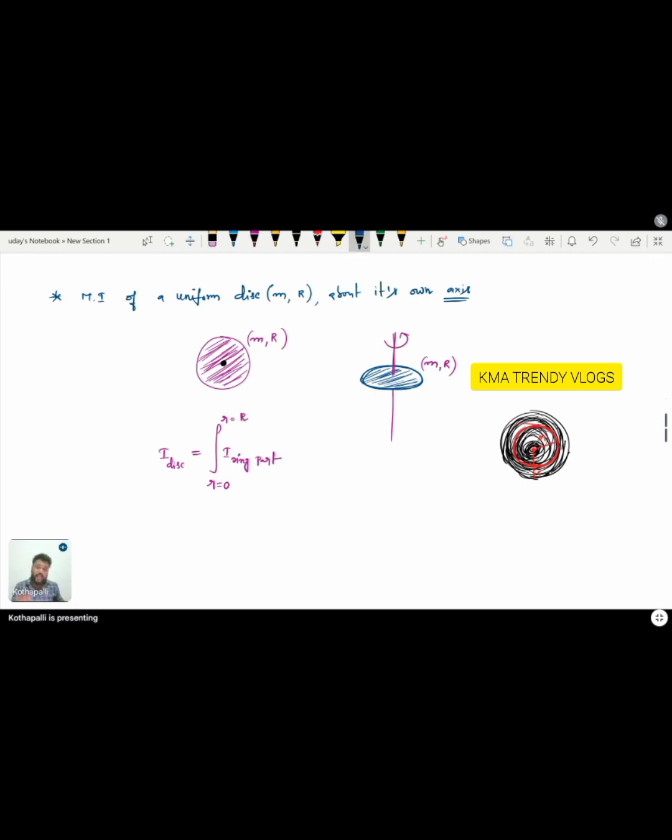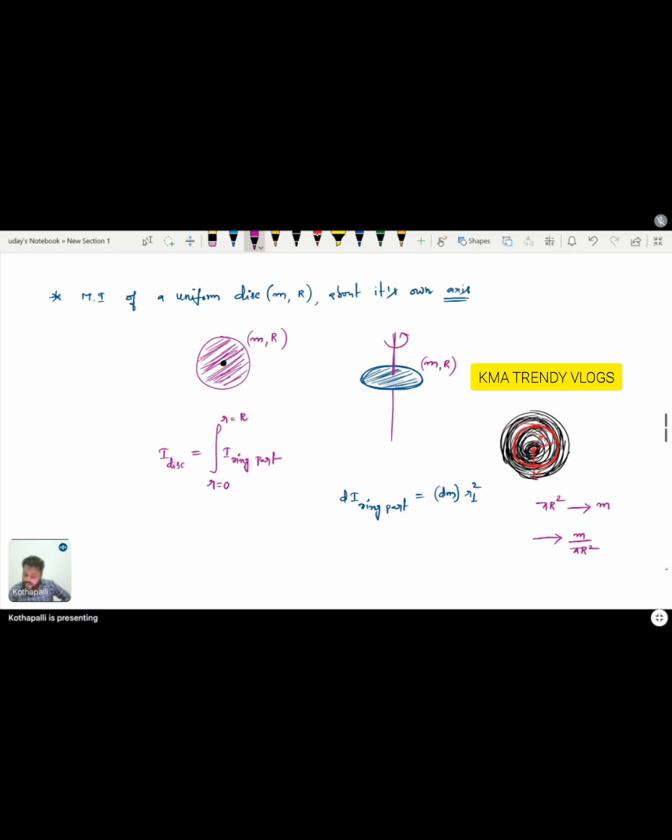But how do we calculate the moment of inertia of the ring part? Let's take dI. The ring part's moment of inertia would be its mass, which is dm, into the ring's radius squared. How do we calculate the ring part mass? Very simple. I know the total mass is M, which means in a pi R square area there is M amount of mass. Then in unit area, how much mass will be there? M by pi R square, of course, the areal mass density.